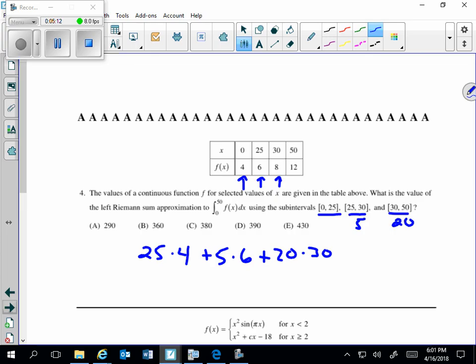And work it out. 4 times 25 is 100. 5 times 6 is 30. 20 times 30. Oh, wow, where'd I get the 20? This is not 30, that's 8. Hopefully someone caught me there. 20 times 8 would be 160. And I get 130 plus 160 is 290.